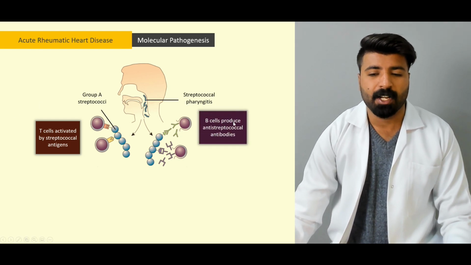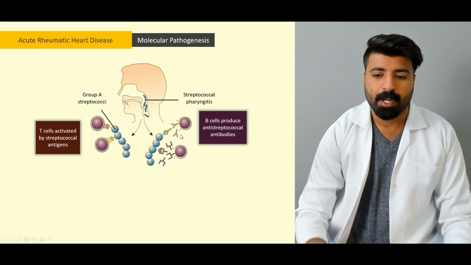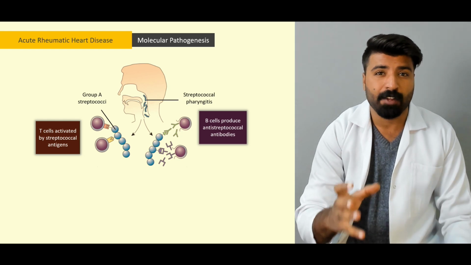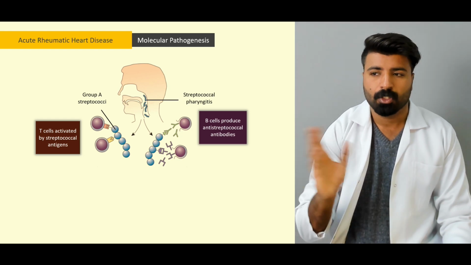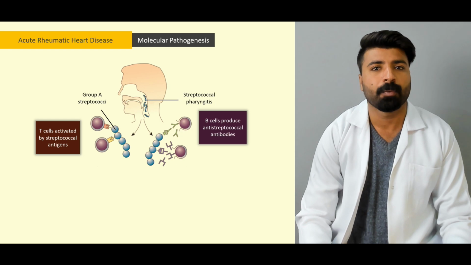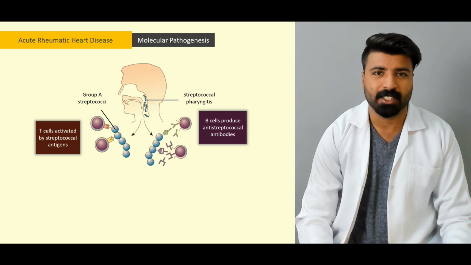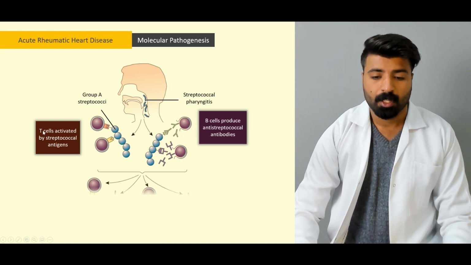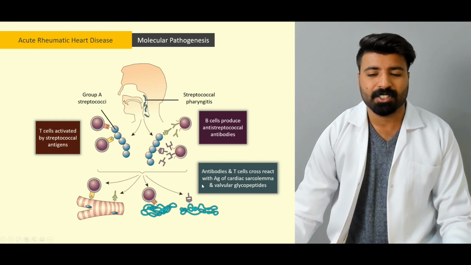Now, B cells produce antistreptococcal antibodies. B cells thought that it's better that we produce antibodies. Those antibodies are stored in your life for the rest of your time. Whenever this antigen comes in again, those antibodies will get activated and finish it in one go. It's beneficial on one end, but it's going to be non-beneficial in this case. Now the antibodies are produced. Now the T cells are activated. They will both try to kill it. Antibodies and T cells cross-react with antigen of cardiac sarcolemma and valvular glycopeptides.